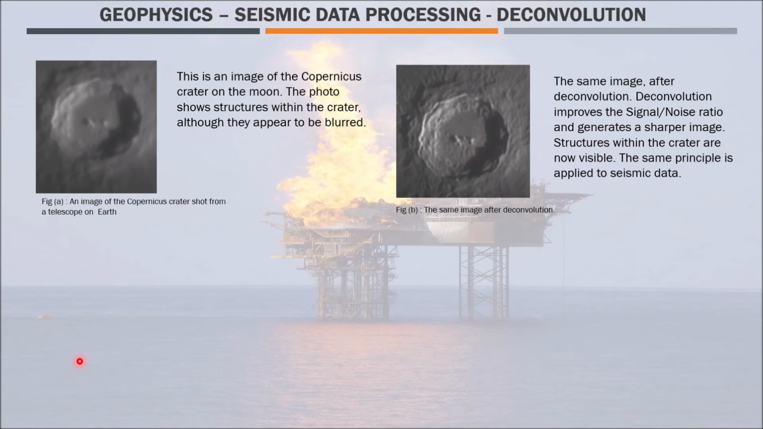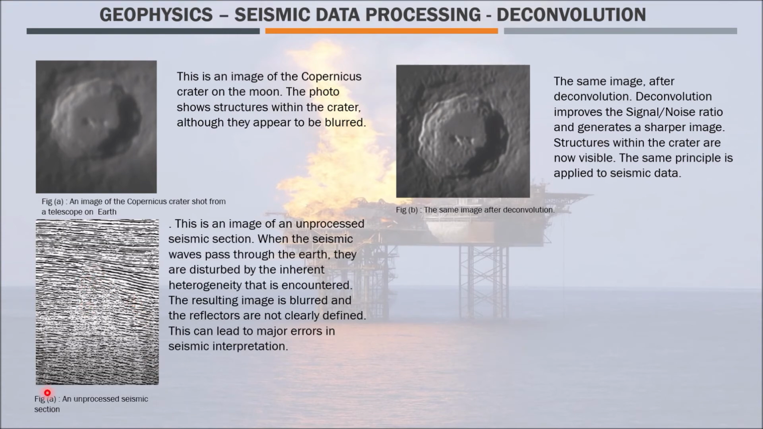The same principle is applied to seismic data. This is an image of an unprocessed seismic section. When the seismic waves pass through the earth, they are disturbed by the inherent heterogeneity that is encountered. The resulting image is blurred and the reflectors are not clearly defined. This can lead to major errors in seismic interpretation.